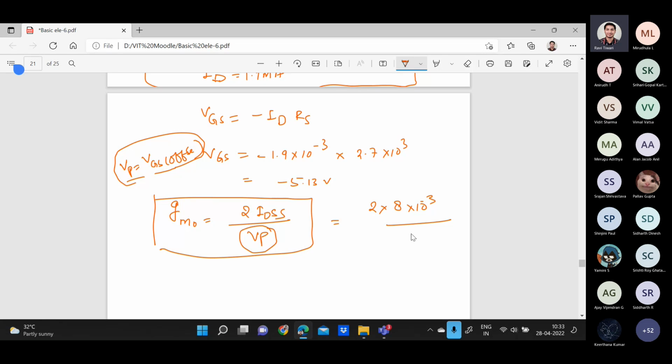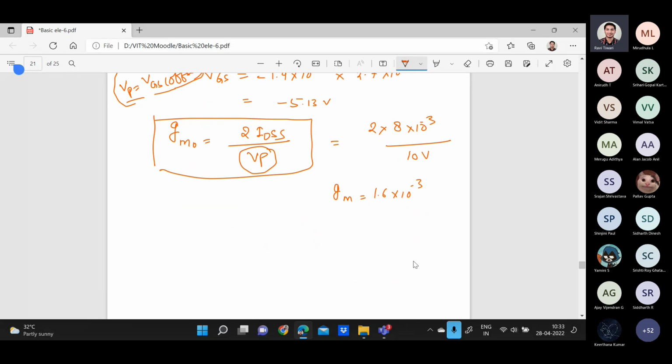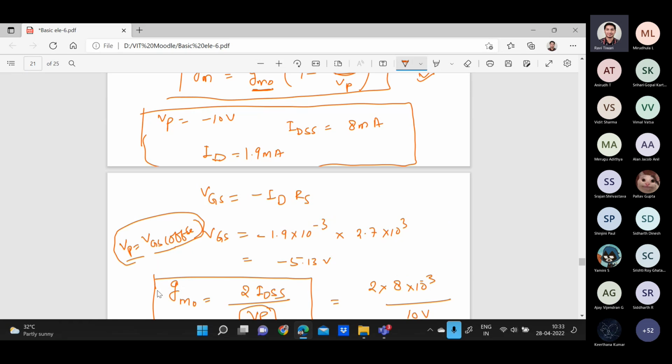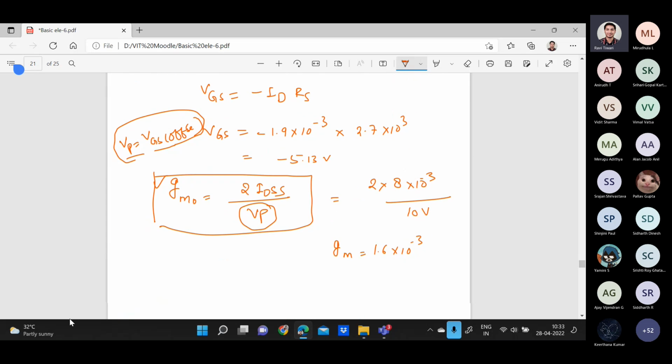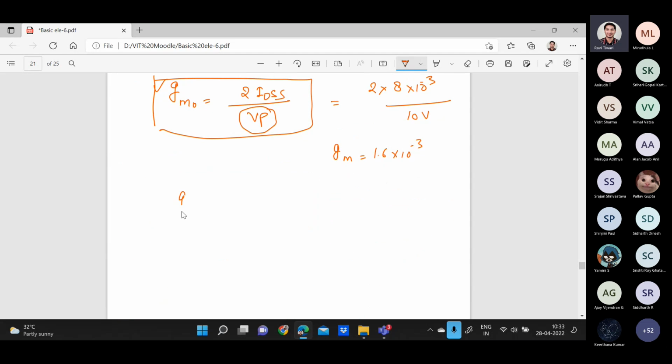So 10. If you solve this one, you will get GMO equals 1.6 into 10 raised to the power minus 3. Now we have this GMO term, the maximum transconductance. We know the IGS, we know the VP, so we will go for the GM calculation. So GM is equal to GMO, the maximum transconductance, times 1 minus VGS divided by VP.